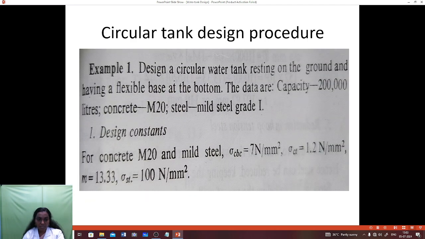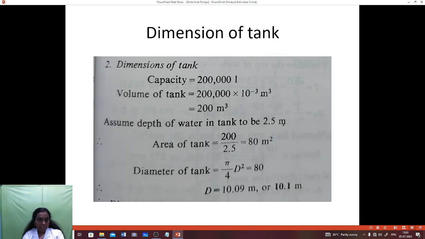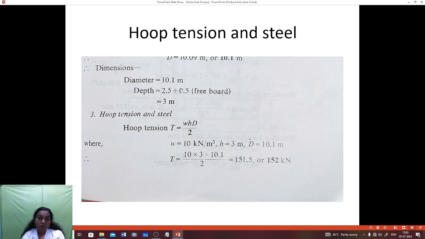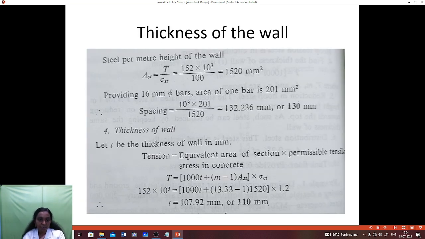Okay. Now revise the check. First, design concept. Design concept means we take the values from the question. Next one is to find the diameter of the tank. Diameter means we find the value of D and H and the area of the tank. Next one is dimension. We assume the freeboard is 0.5 meter and the overall depth is 3 meter. And next one is hoop tension on the steel. In the water tank, the water acts as hoop tension. This is the formula: T is equal to W into H into D divided by 2. Then from the tension value, we find AST minimum, the area of main reinforcement, and the spacing.